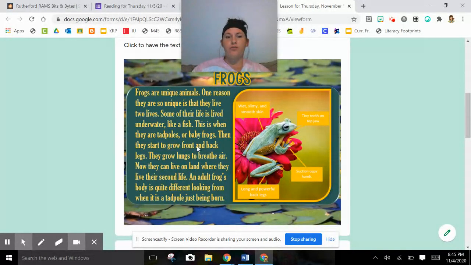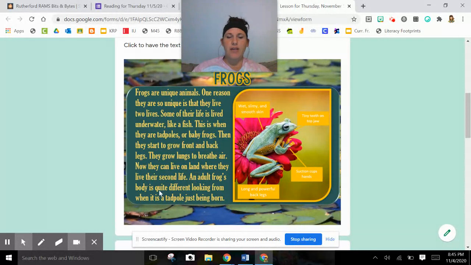Then they start to grow front and back legs. They grow lungs to breathe. Now they can live on land where they live their second life. So the first life is underwater, the second life is on land, and then depending on what part of their life they're on, they have the tools that they need. In water, they have that back fin and no lungs so they can breathe underwater. And when they're on land, they've got legs and they've got lungs so they can breathe above water. So they have all the tools they need to survive.